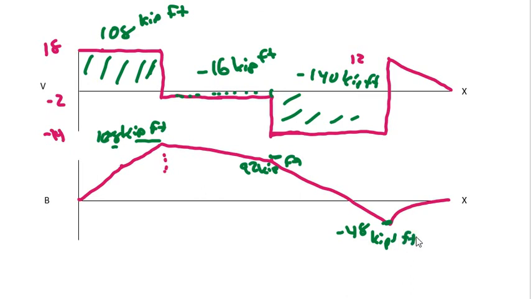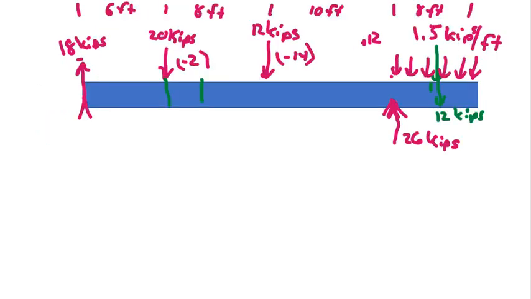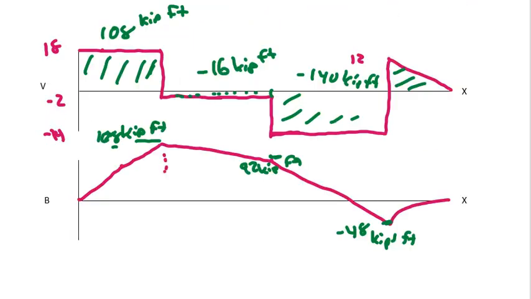And then I know that I can find the area of this, which is going to be 12. It's going to be 1/2, 12 times 8. 12 times 8 divided by 2. This is an area of 48 kips feet. So it's going to be a positive change of 48. Well, I'm at negative 48, and I'm going to change by 48, which brings me back to 0.